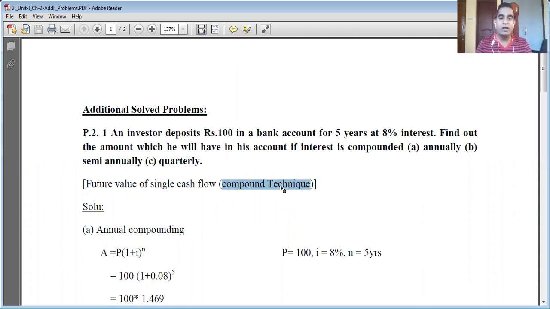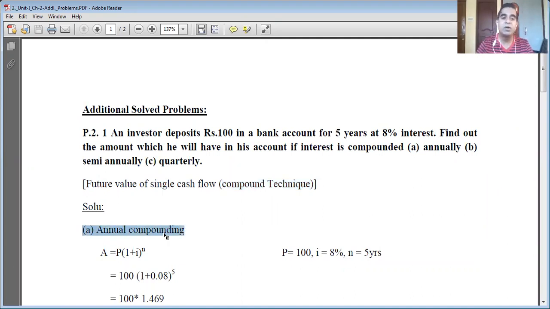So far, are you with me, students? I hope I am slow and clear. Yes, sir. Thank you. So now let us go ahead and solve the problem, and find out the future value of the single cash flow if interest is compounded annually.